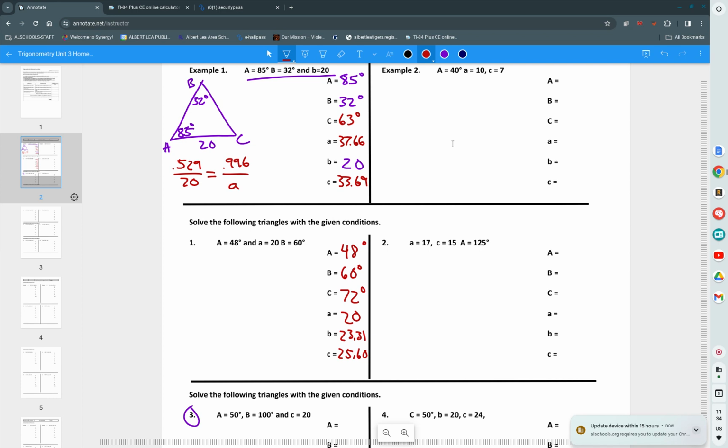okay. So as you cross multiply, you get 0.529 times A is equal to 20 times 0.996. What is 20 times 0.996? 19.92. Okay, so now to solve for A, you then have to divide by 0.529. So now take 19.92 divided by 0.529.